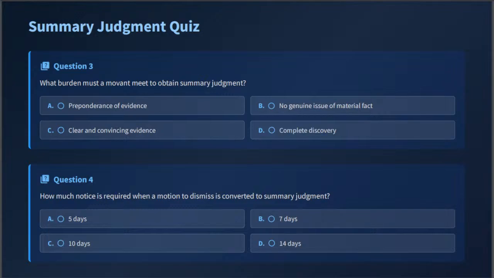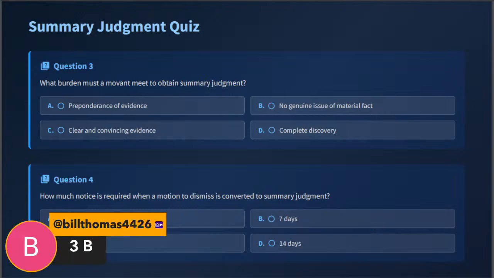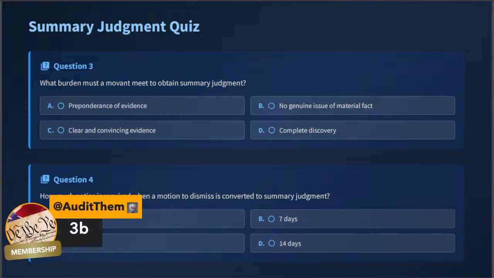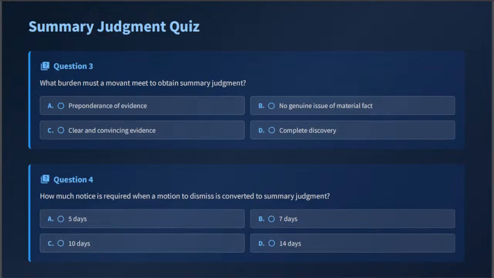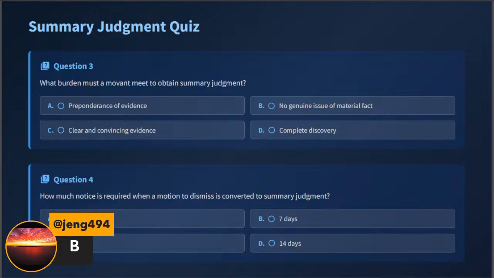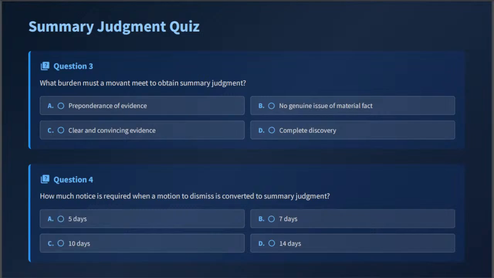And we're going to move on. Question 4. Any other takers for question 3? Go ahead and pipe it up in the chat. So for question 4. Bill Plymouth 4426 says 3B. All right. So Auditum says 3B. Looks like we got a pretty good consensus. Jeng 494 says, capital B. Capital B. That sounds definitely authoritative there and with confidence.